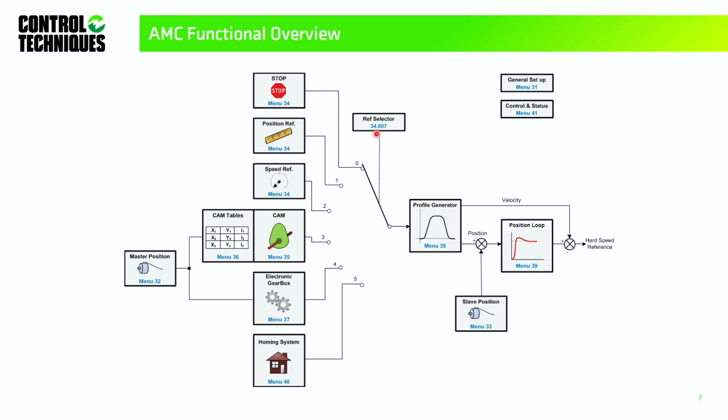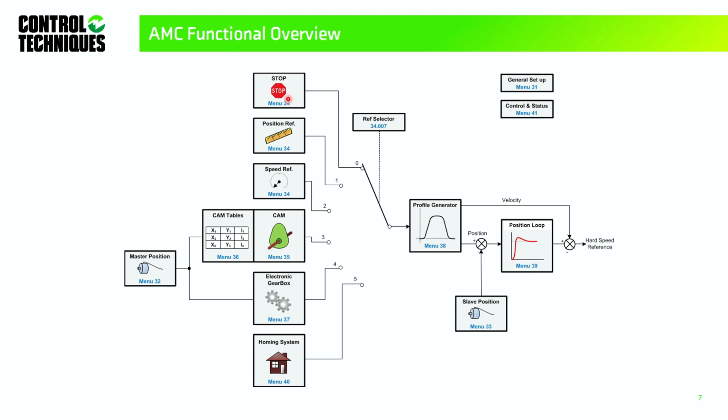That is going to determine which source over here is going to be used to create your motion profile. So right away, you see that menu 34, parameter 7, you can have menu 34, parameter 7 in stop mode. And this is a real option.